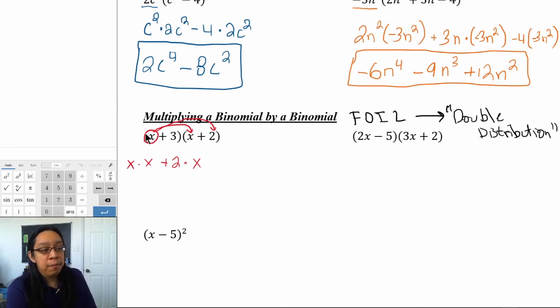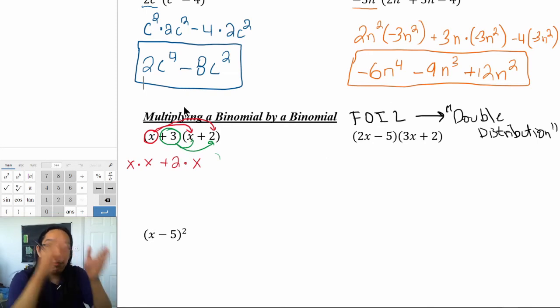This came from distributing x to this x, and this guy came from multiplying x with the 2. Now this is where the double distribution part comes in. What we're going to be doing is doing the exact same process again, but this time with the second term of the first binomial. And we're going to go ahead and distribute it to the exact same 2 terms in the second grouping. So the idea behind this is that when you use the FOIL method, that's how you're going to get the I and the L.